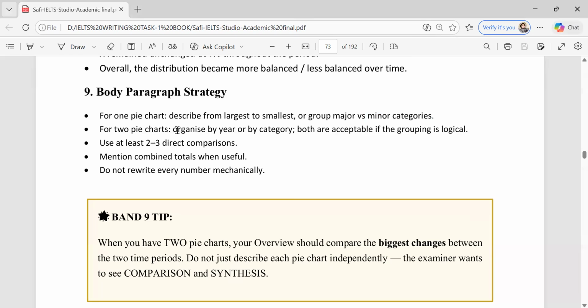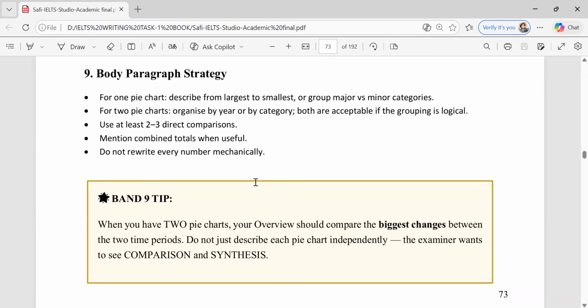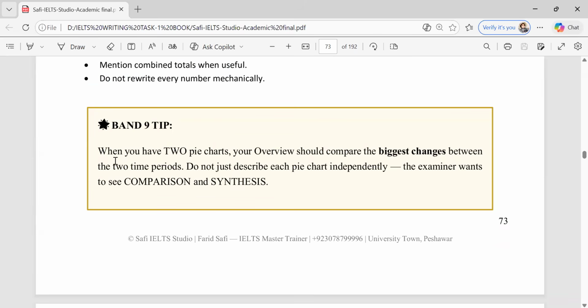But for two charts, organize by year or by category. You can say for 1 year, like the previous one, that's for 2005, write down one paragraph. The second one is for 2010, another one. Both are acceptable if the grouping is logical. Use at least 2 to 3 direct comparisons. This is an important part. And mention the combined total when useful. And do not rewrite every number if you just keep writing everything. So for band 9, when you have two pie charts, your overview should compare the biggest changes between the two time periods. One is for 2025, another is for 2000.